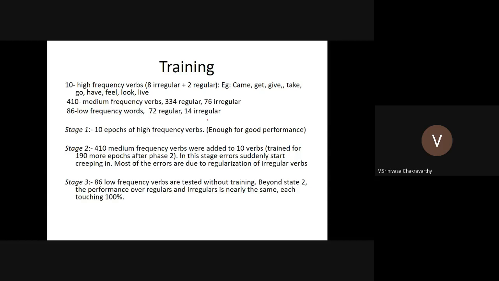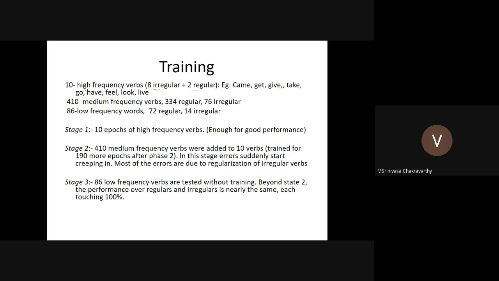So in this case, the perceptron is trained in three stages, and for that they have taken different sets of verbs. So they have taken 10 high frequency verbs. These are the commonly occurring verbs. Among them, 8 are irregular and 2 are regular. These words are came, get, give, take, go, have, feel, look, live, right? And then there are 410 medium frequency verbs. Among them, 334 are regular and 76 irregular. Then there are 86 low frequency words. Among them 72 are irregular and 14 are regular.